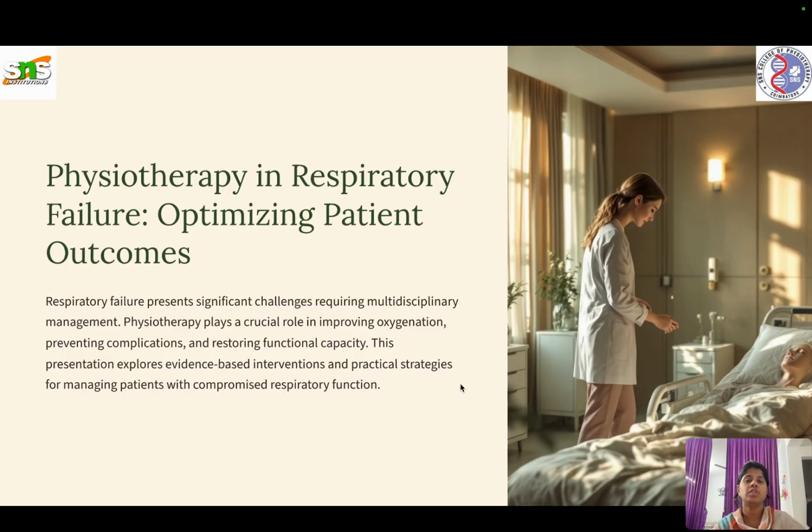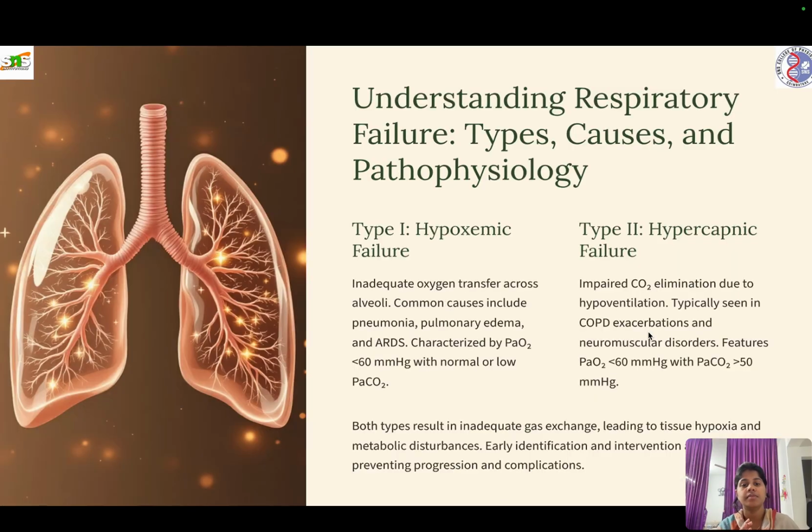Coming to the definition, respiratory failure is defined as the inability of the lungs to maintain normal levels of oxygen and carbon dioxide in the blood. Normally our lungs oxygenate blood and remove carbon dioxide effectively. But in respiratory failure the balance is disturbed, leading to hypoxemia or hypercapnia in such conditions.